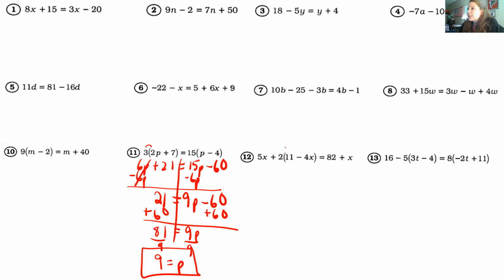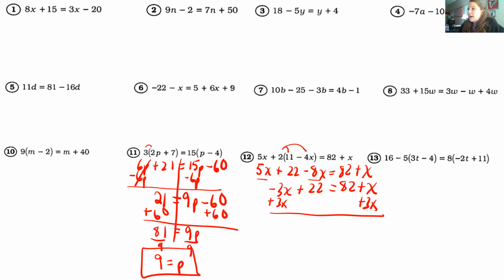So number 12, first thing I'm going to do is use the distributive property. So I have 5x plus 22 minus 8x equals 82 plus x. So 5x combined with -8x is -3x plus 22 is equal to 82 plus x. So now I'm going to move the smallest x, which is -3x. I'm going to add 3x to both sides.